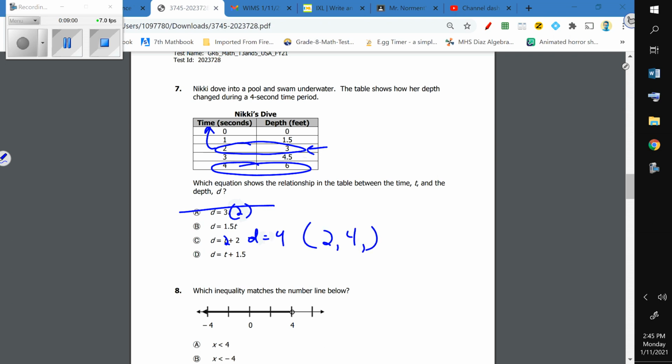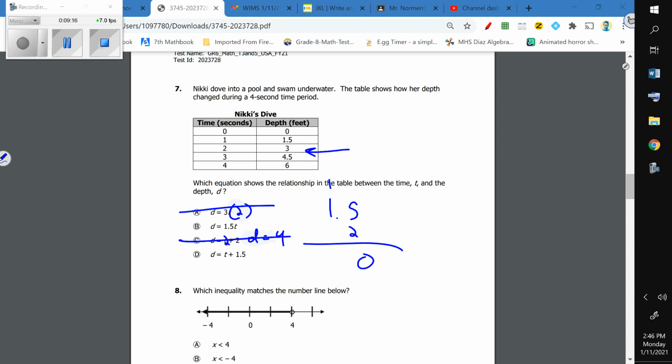Is that what I see right here? No, I see a 3. So that's not the answer. It's either, so it's going to be either B or D. So let me take B and multiply this times 2 and see if I get 3. I do get 3. So that's the answer. Because if I take this number and I put it here, 2 plus 1.5 means D equals 3.5. But this number is not 3.5, it's just 3.